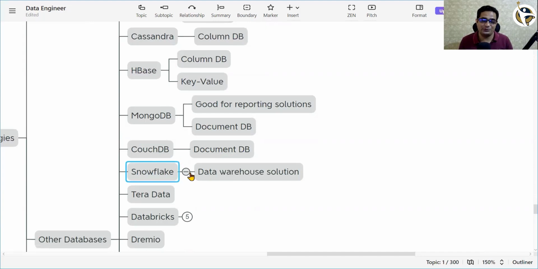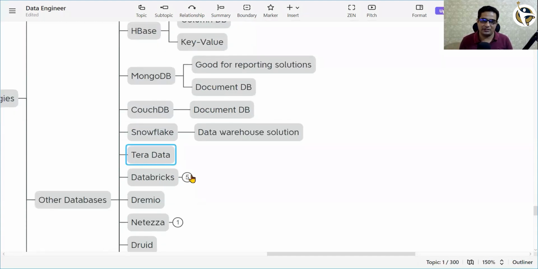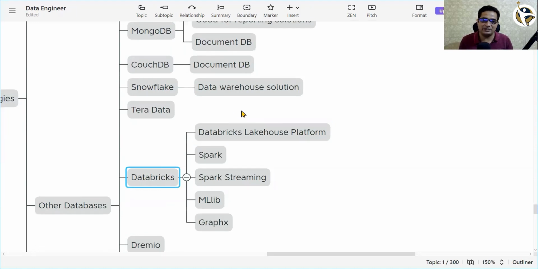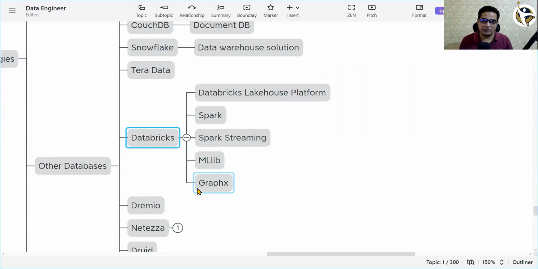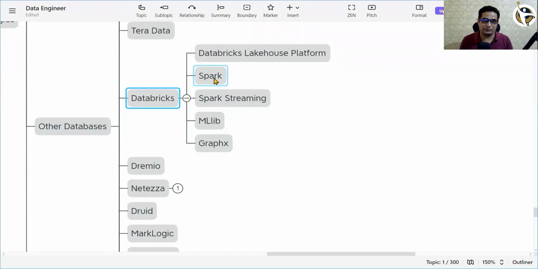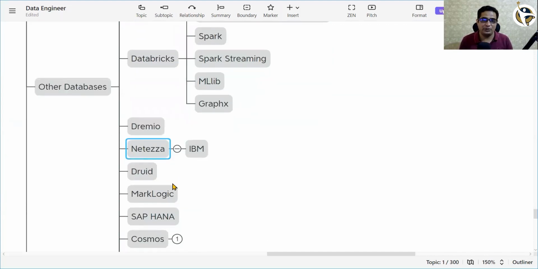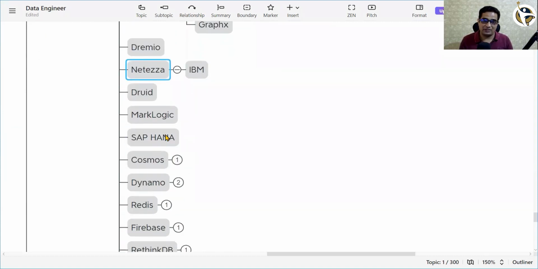Then CouchDB is also popular. Snowflake, I see lots of use cases these days being converted into Snowflake when it comes to data warehouse solutions. So knowing Snowflake is also a good activity when you think about your data engineering career. Teradata, again, very popular tool. Databricks has lots of products like the Databricks Lakehouse platform, Spark Streaming, MLlib, GraphX, Spark components, and others. Databricks, again, is a very popular entity when it comes to big data solutions, and because of Spark, they grabbed lots of attention. Dremio, Netezza is something which is related with IBM.